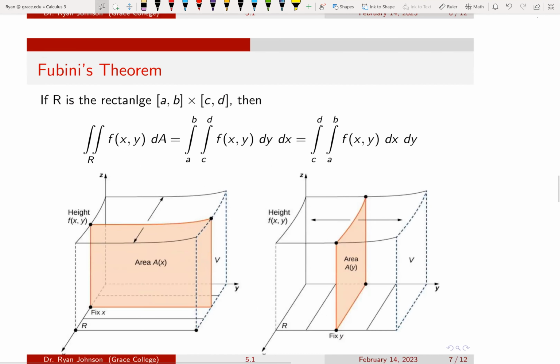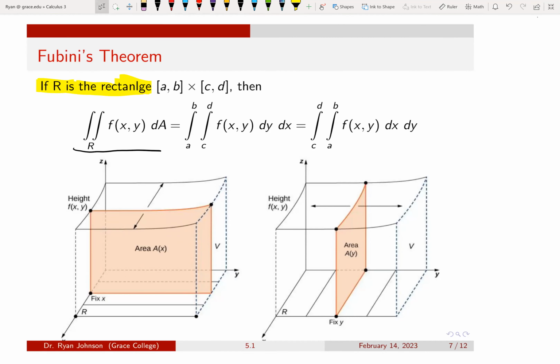Then we have this great theorem from Fubini, which says that if R is a rectangle, and this is crucial, if R is a rectangle, then the double integral can be written either way. You can do dy on the inside or dx on the inside. Either way, if you're doing the inside one first, you're finding the area going one way or the area going the other way. But once you've found all those areas, you add them all up by doing the outside integral, and you have the volume.